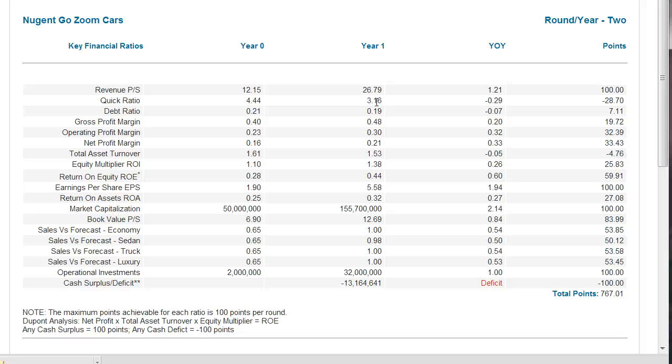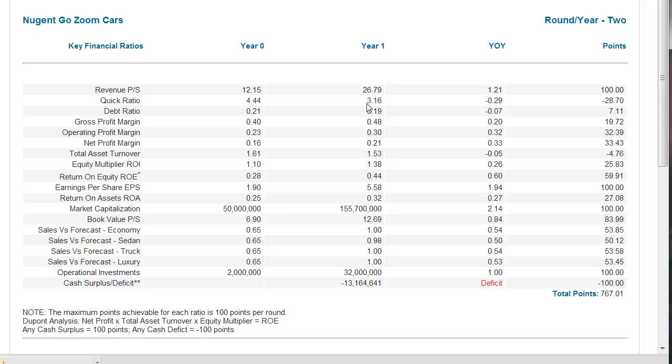The debt ratio looks at the percentage of debt compared to the entire company. So actually, my percentage of debt is lower. However, my assets to liabilities is three times, where in year zero I had four times the assets to liabilities. So these are just measuring the debt.